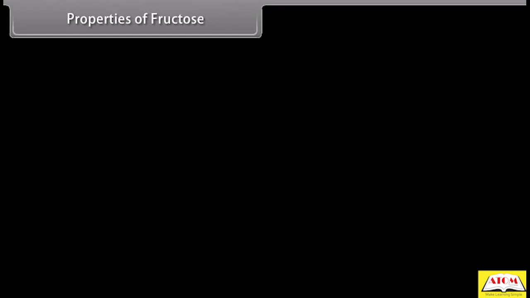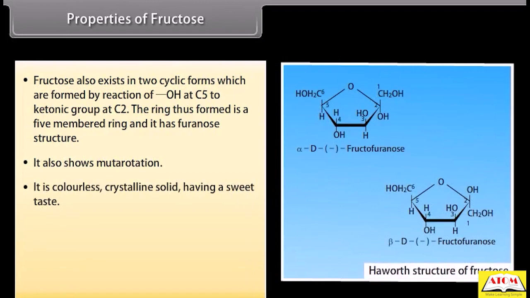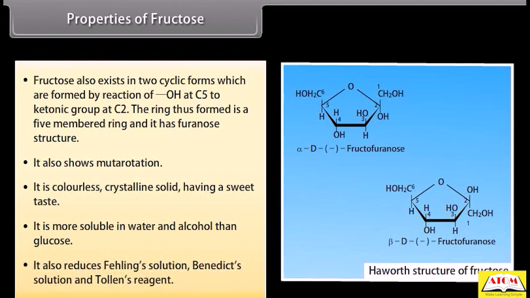Properties of fructose. The important properties of fructose are the following. It also exists in two cyclic forms which are formed by reaction of the OH at C5 with the ketonic group at C2. The ring thus formed is a 5-membered ring and it has furanose structure. It also shows mutarotation. It is a colorless, crystalline solid with a sweet taste. It is more soluble in water and alcohol than glucose. It also reduces Fehling's solution, Benedict's solution and Tollens reagent.